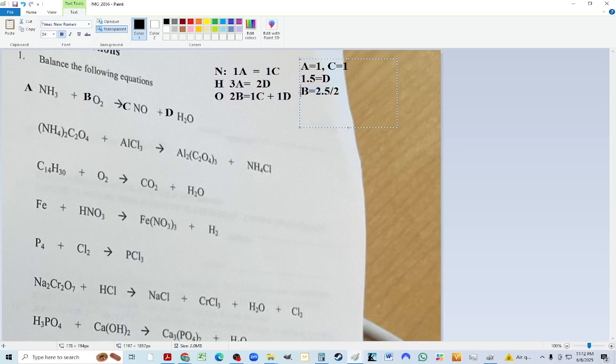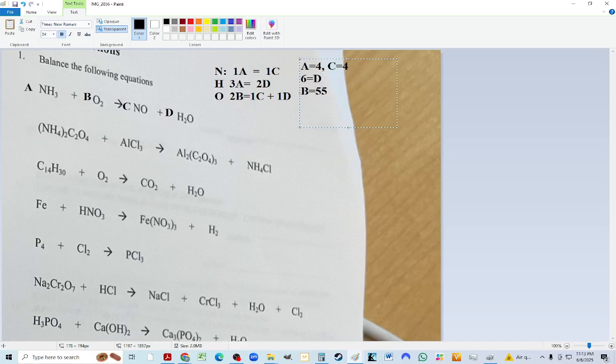So I see these weird things: 1A and 2C is equal to 1. But I want whole numbers. So if I multiply everything by 2, what happens? This becomes 2, this becomes 2, this becomes 1.5 times 2, which is 3. And this one, 2.5 divided by 2 times 2, the 2s cancel. So that's still not good. As long as I don't have a whole number, I want to keep going. So I multiply by 2 again: 4, 4, 6, and 5.